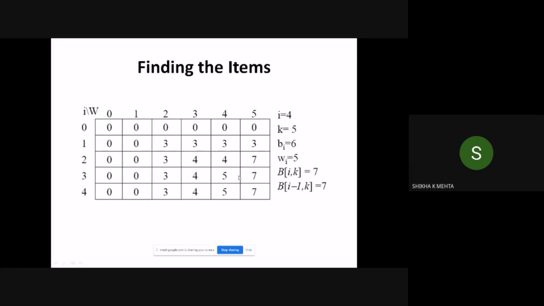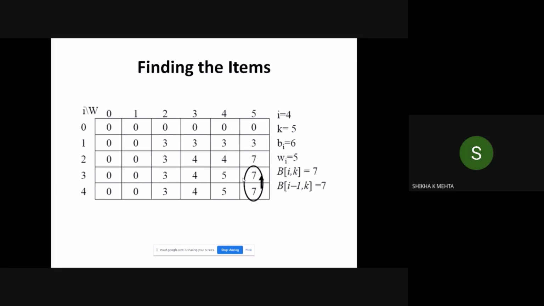So here you see, we are using different variables. I refers to the item number and K is basically the column number, as we have seen, B[i,k]. B[i] is the benefit associated with the particular item that we have chosen. Here you can see the value of B[i,k]. Here i is equal to 4 and k is equal to 5. Then B[4,5] is equal to 7 and B[i-1,k], that is B[3,5], is also 7, which we can see from here.